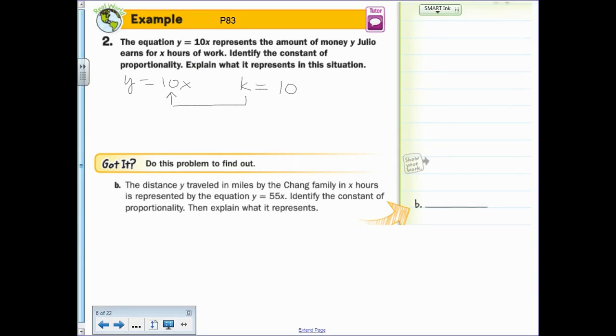We just have to look right there in front of the x, because the constant of proportionality, or the constant of variation, is going to be that number that gets multiplied times x. But in this situation, what does that really mean? It means that Julio makes $10 per hour, because we're taking 10 and multiplying it times x hours. So it's $10 per hour of work. So you would say $10 per hour.